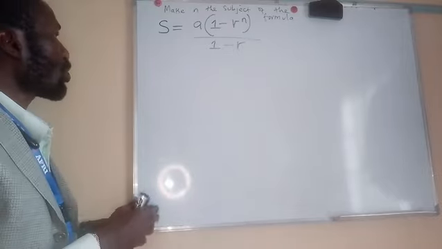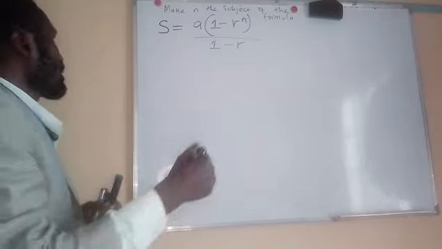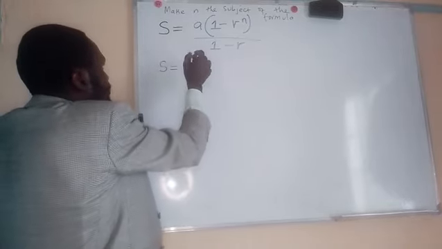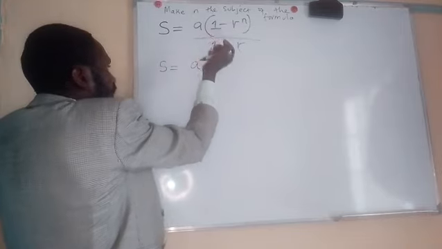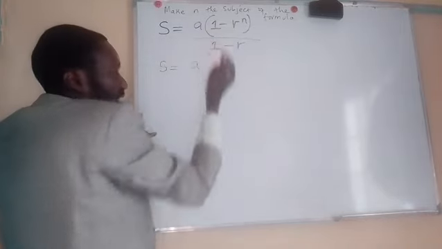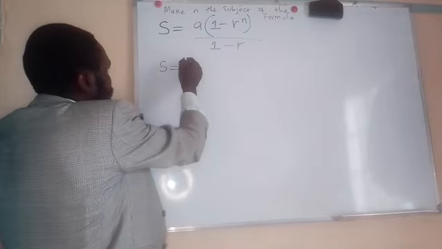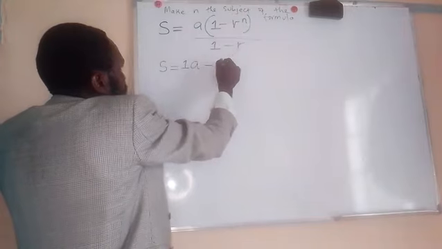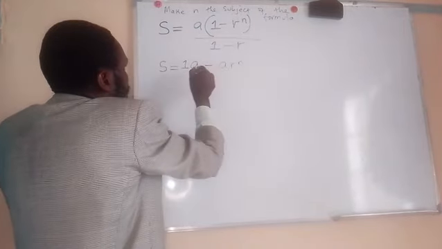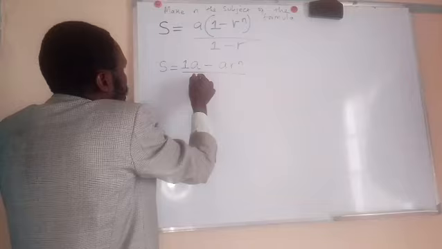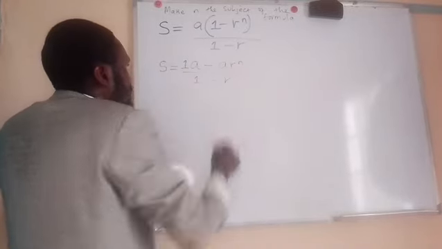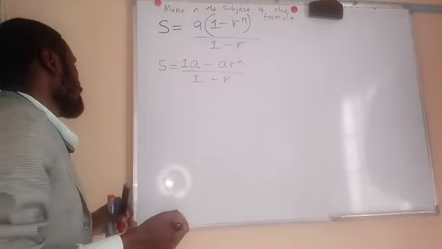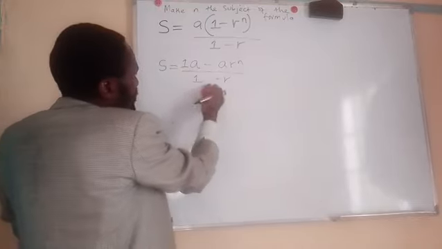We are supposed first to open the bracket where necessary, and we shall start and say S is equal to A. Why A? A times 1 is just A. You can say 1A. Less A times R raised to N, that gives us A R raised to N. Then we shall divide all through by 1 minus R. There's no square, there's no square root, we shall just proceed with the working. What do we do next? We are going to actually remove this denominator.